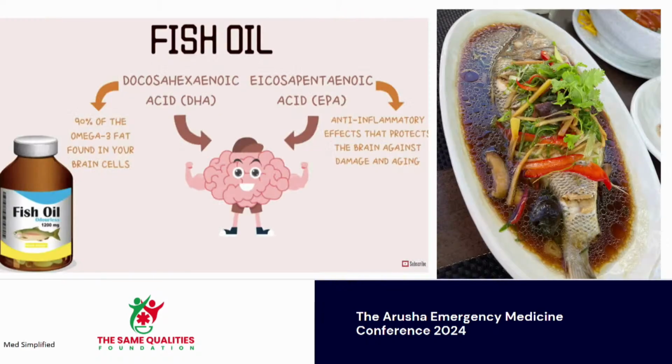And then the third one, when I was looking at these drugs and supplements, is fish oil. So fish oil, naturally, has a lot of omega-3, highly concentrated, which is good for your brain. It has an anti-inflammatory effect that protects the brain against any damage and any aging.